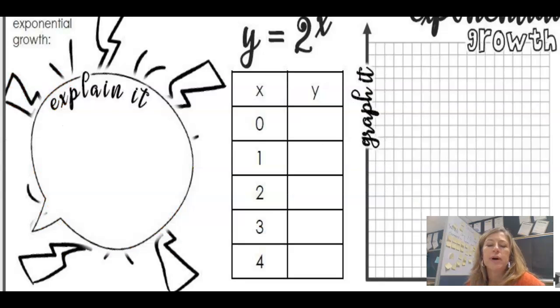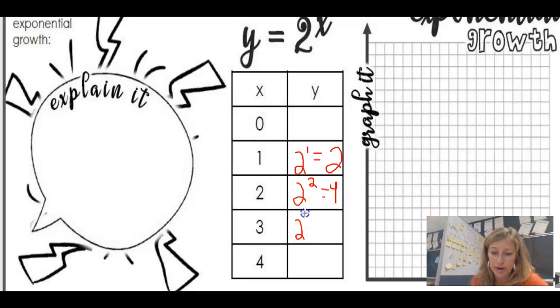So let's fill in this bottom part of our notes. If you notice up here, we're going to let all of the y values be the same value as 2 to the x power. So let's start with an easy one. If I have 2 to the first power, what did we say the value is of that up above? It's 2. What about 2 to the second power? Well, 2 times 2 is 4.